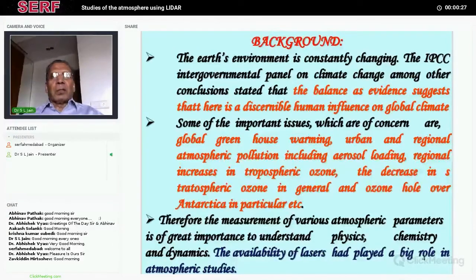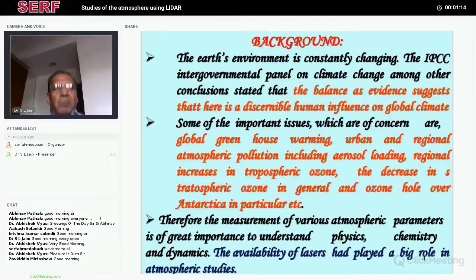As you all know, the environment is currently changing, and the IPCC, that is the Intergovernmental Panel on Climate Change, stated that the balance of evidence suggests that there is a discernible human influence on the global climate, and some of the important issues are global warming and air pollution, regional as well as global, and then tropospheric ozone loss and stratospheric ozone loss also. Therefore, the measurement of various atmospheric parameters is of great importance to understand the physics, chemistry, and dynamics.